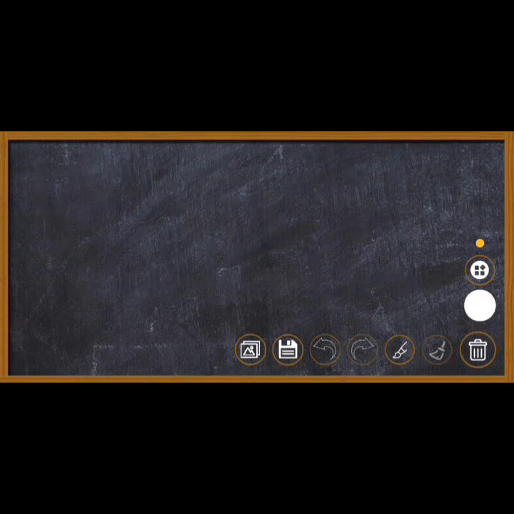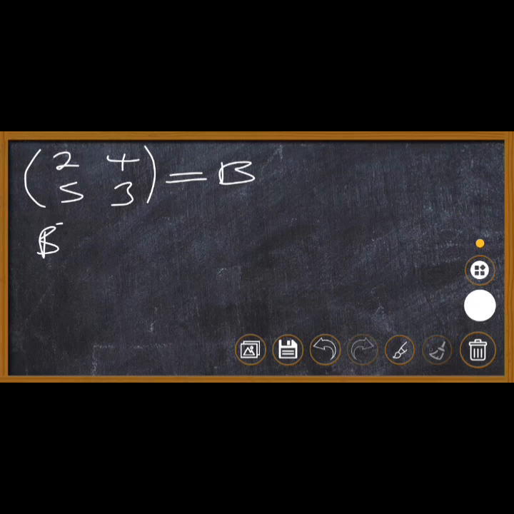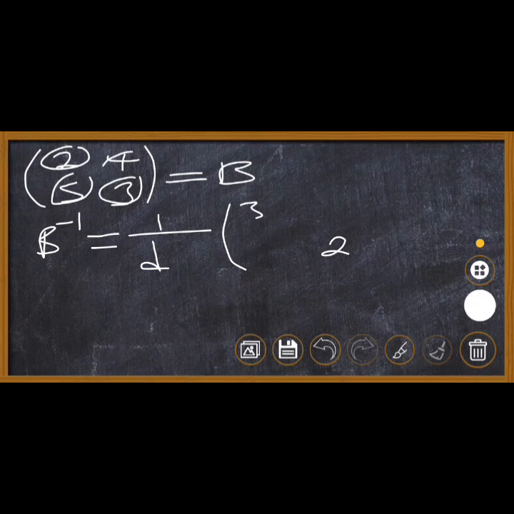So let me give an example. Let's say you have 2, 3, 4, and 5 here. How can you find the inverse of this? Let's say this is our matrix B. To find the inverse, we first have to find the determinant, or rather, if we don't want to waste much time, we just say the inverse in this case is going to be 1 over the determinant of what? Of the exchanged values, that is 3 and 2 here, and then the negative signs of these, that is negative 4 and negative 5.